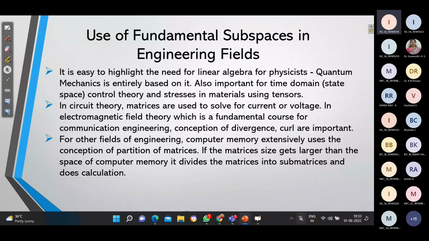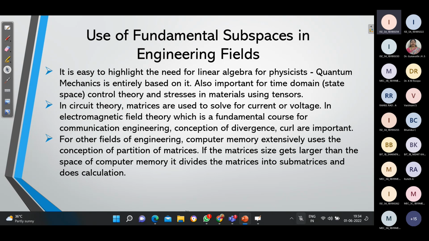Since we've discussed the fundamental subspaces, we should also know where they are actually used. It is easy to highlight the need of linear algebra for physics. This is all basically physics: Kirchhoff's current law, voltage law, all those. Quantum mechanics is entirely based on it. It is also important for time domain control theory and stresses in materials using tensors. In circuit theory, matrices are used to solve for current or voltage. In electromagnetic field theory, which is a fundamental course for communication engineering, the concepts of divergence and curl are important.